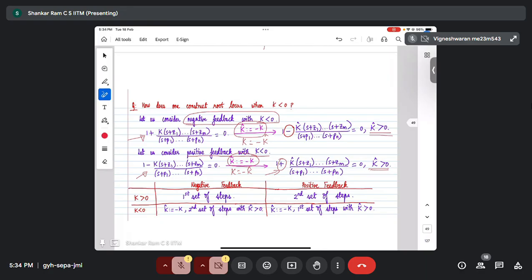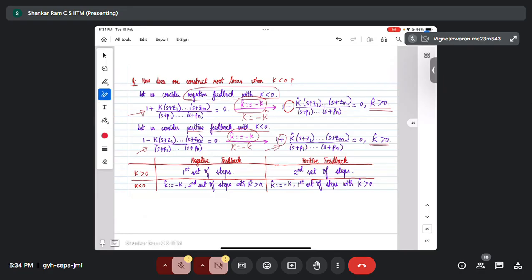Let me explain this grid once again so that things become clear. Let us call set 1, or the first set of steps, all the steps that we learned till yesterday's class. That is, negative feedback with a positive parameter K. We already learned it. Then in today's class we learned positive feedback with positive K. Let's call this the second set of steps.